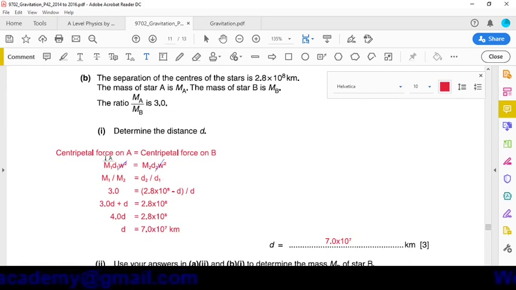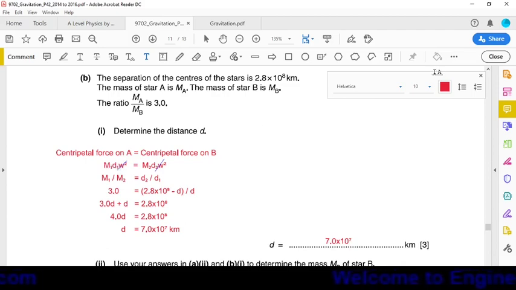We have noticed before that the centripetal force on A is equal to the centripetal force on B. Now centripetal force is given as m r omega square. Here it is written m1 d1 omega square, where m1 is the mass of star A and d1 is the distance of star A from the fixed point. In place of r, we have taken d1 and d2 because in the question the distance is given in terms of d. The same thing for star B: it is m2 d2 omega square.